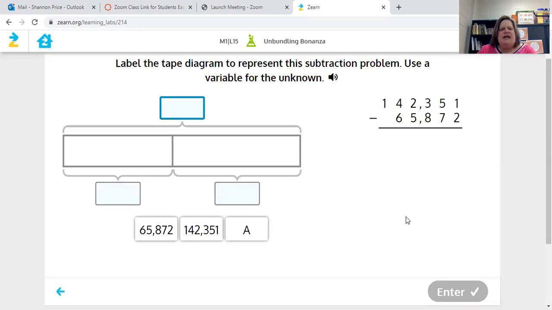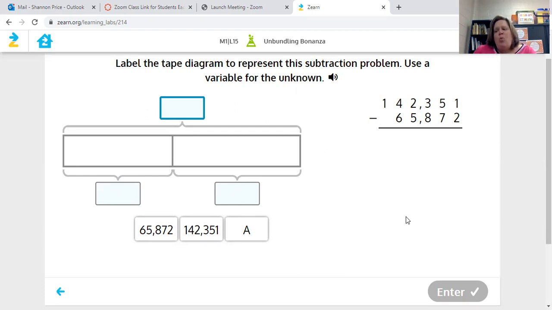All right, so we're going to label this tape diagram and represent this subtraction problem using a variable for the unknown. Of course, at the beginning, I said we were working on addition, but they go hand in hand. So we're working on addition and subtraction with the algorithm. Last week, it was more addition. This week, it's more subtraction.